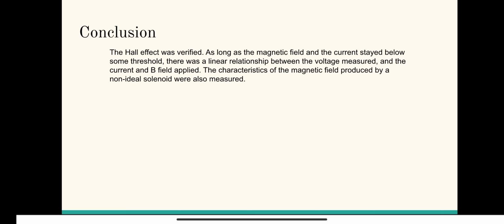Conclusion: the Hall effect was verified as long as the magnetic field and the current stayed below some threshold. There was a linear relationship between the measured voltage and the current and applied field B. The characteristics of the magnetic field produced by the non-ideal solenoid were also measured in this experiment.